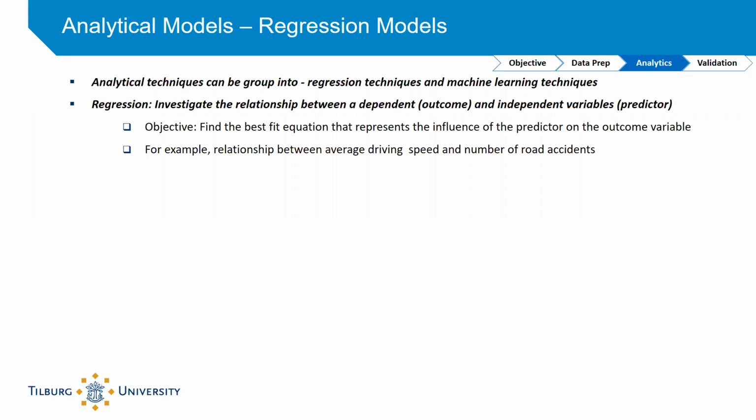In regression, we try to investigate the relationship between a dependent variable, which is sometimes also known as target or outcome, and the independent variables, which are nothing but the predictors. Over here, the objective is to find the best fit equation that represents the influence of the predictor on the outcome variable. For example, assume you want to figure out if an increase in the average driving speed results in an increase in the average number of road accidents. This is an analytical problem best solved through regression.